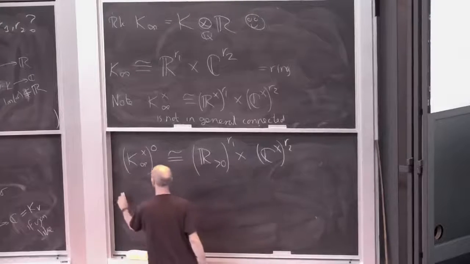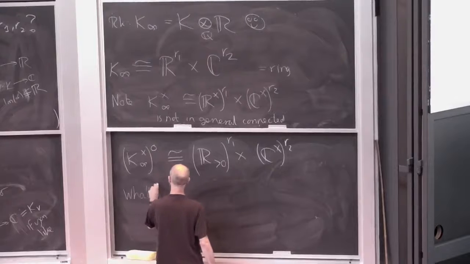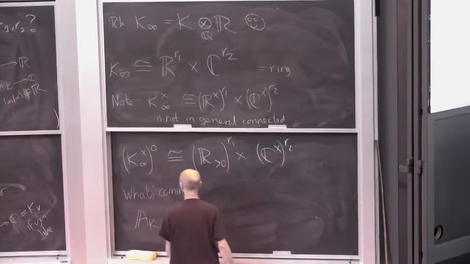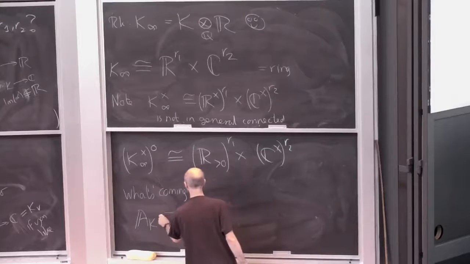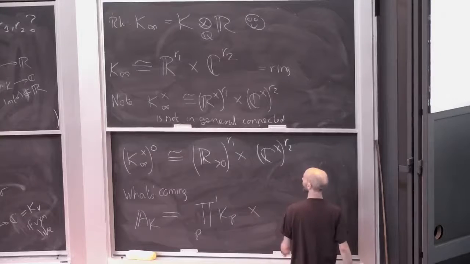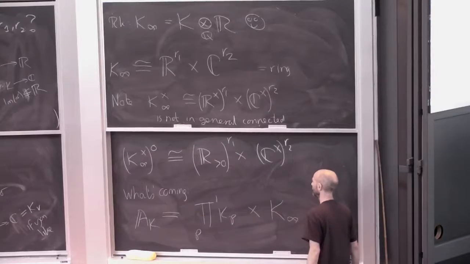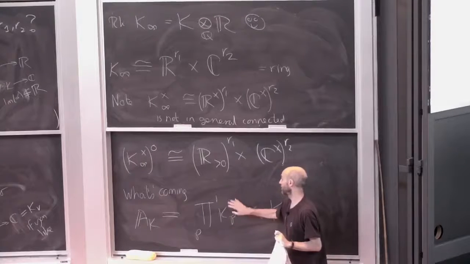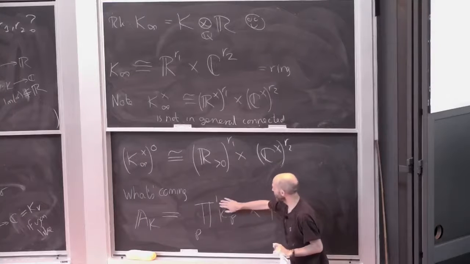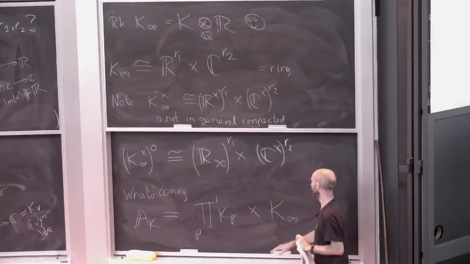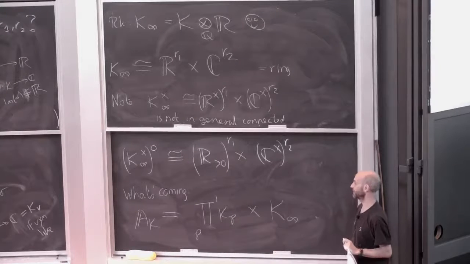So what's coming? It's time to stop. But what's coming is the adels of K, right? Equals some kind of restricted product over P of Kp multiplied by K infinity. So I'm going to stop, so I'm not going to explain this now. But this is what we're getting to. This is not a full product. There's something else going on, and there's some issue with the topology as well. But at least I've very carefully written down this infinite place.